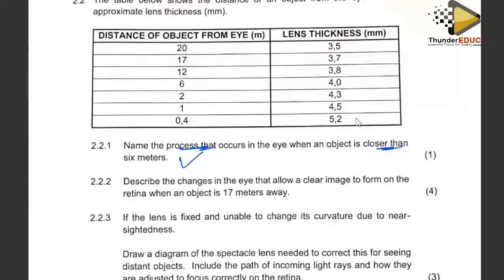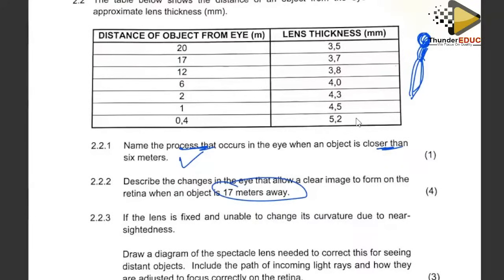Describe the change in the eye that allows a clear image to form on the retina when the object is 17 meters away. This is a far object. Remember, for a far object, the lens becomes thinner, which is called less convex. The suspensory ligaments become taut. The ciliary muscles relax. So you have to talk about that. Ciliary muscles relax, suspensory ligaments become taut, or they tighten.